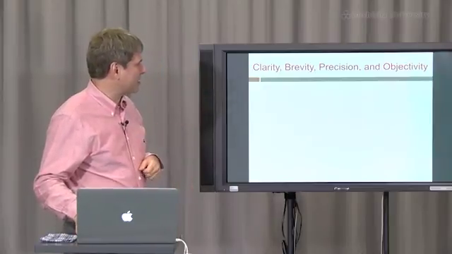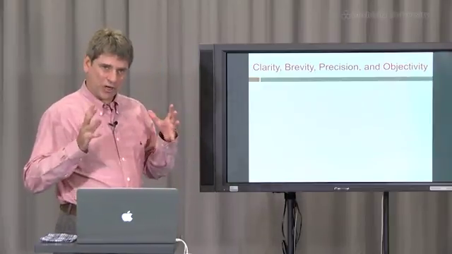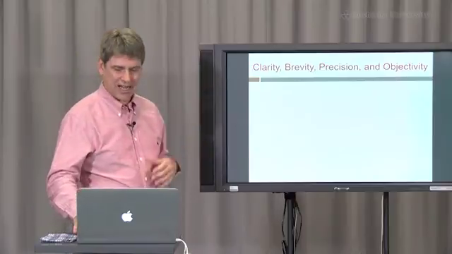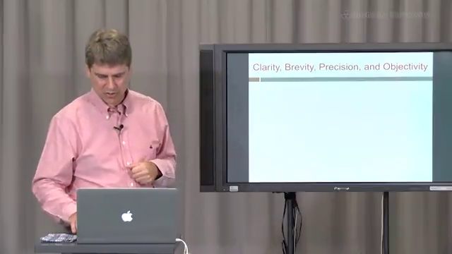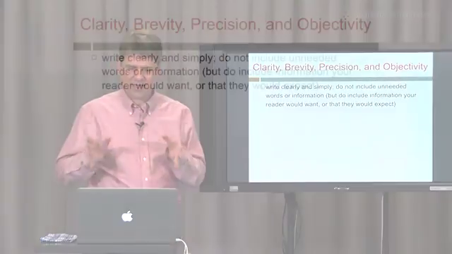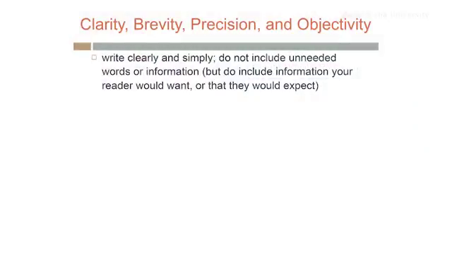Okay, a few notes about clarity, brevity, so being short, being concise, precision, and being objective. In scientific writing, generally it's true as well, but specifically for scientific writing, you want to write as clearly and as simply as possible. Do not add extra stuff if it does not help your reader. Now, if it helps your reader, then you should use it. But don't put in other things just because you could.